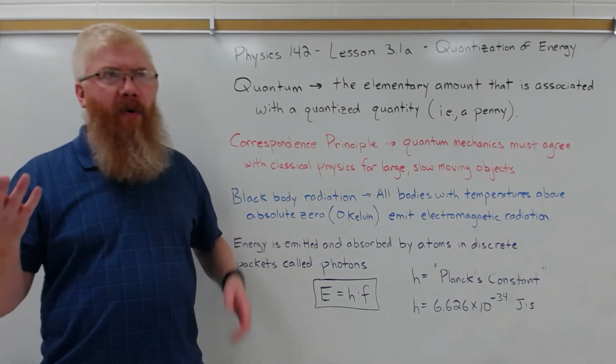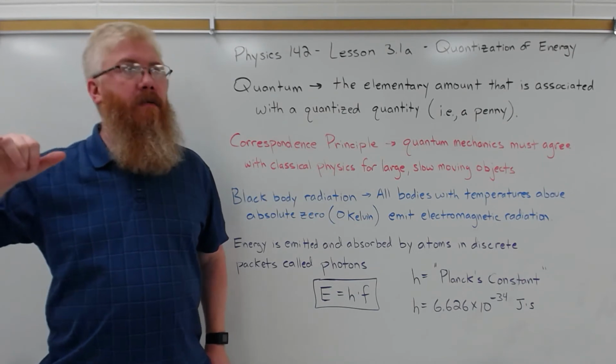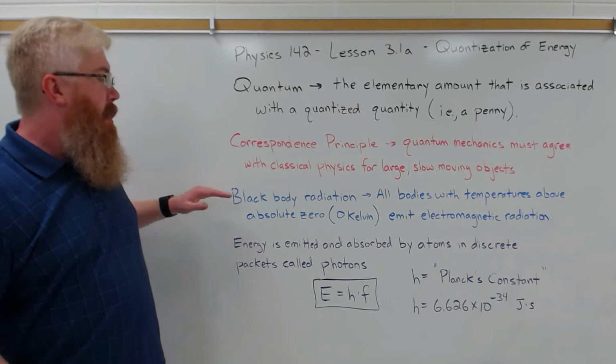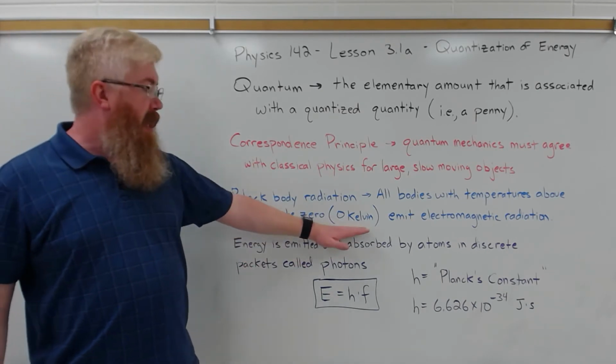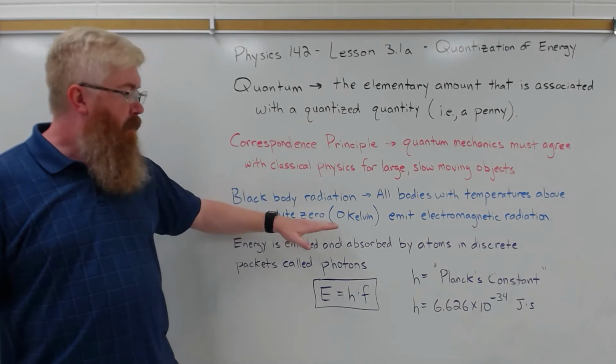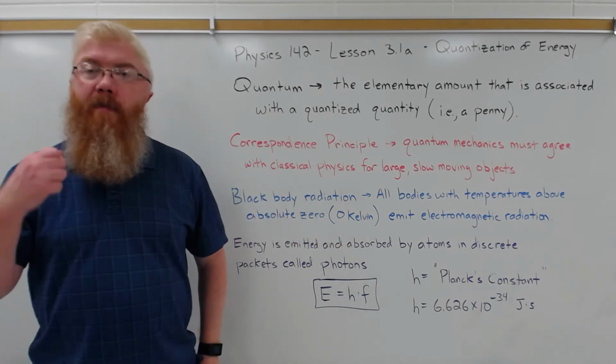It's 273.15 Celsius, I believe, minus 451 Fahrenheit. I'm not actually exactly sure that number off the top of my head. Very, very, very cold, right? Classically, motion stops at absolute zero. If your object is above absolute zero, it gives off electromagnetic radiation.